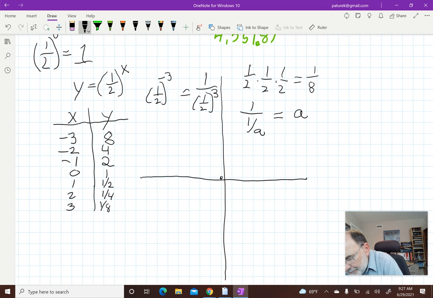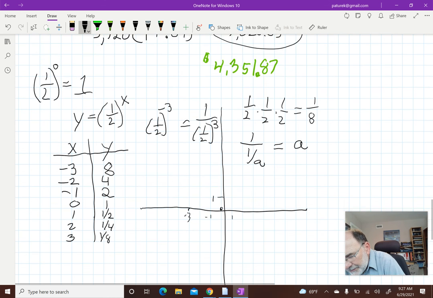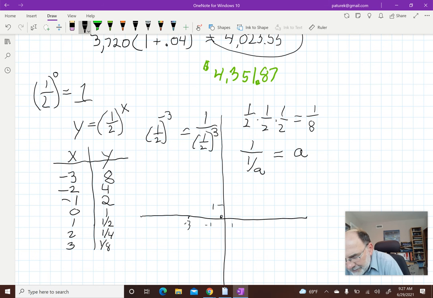At -3, I'm using a scale of 1 per square. So here's -1, -2, -3. I go up, and I'm using the scale of 1 on the y-axis as well. So I go up 8 units from the x-axis. 1, 2, 3, 4, 5, 6, 7, 8. Whoop, maybe I should change colors, huh? Whoop, there. At x equals -2, I go up 4 units. 1, 2, 3, 4. At x equals -1, I go up 2 units. At x equals 0, I go up 1 unit.